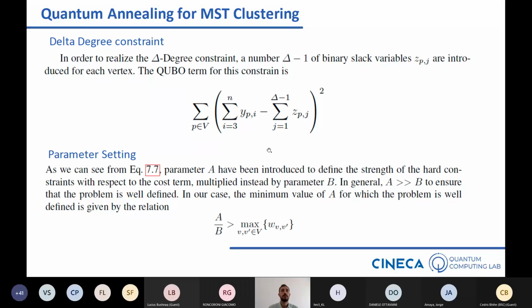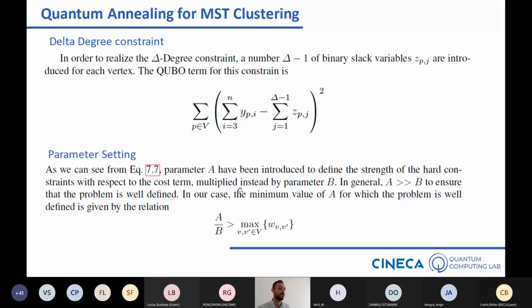Here we only require delta -1 because we are only looking at children. Of course, every vertex has a parent, so the parent plus the children should be at most delta. Since we are just looking at the children, and we know for sure that everybody has a parent except the root, that's why we put delta -1 here, because we are just looking at the children of vertex P.